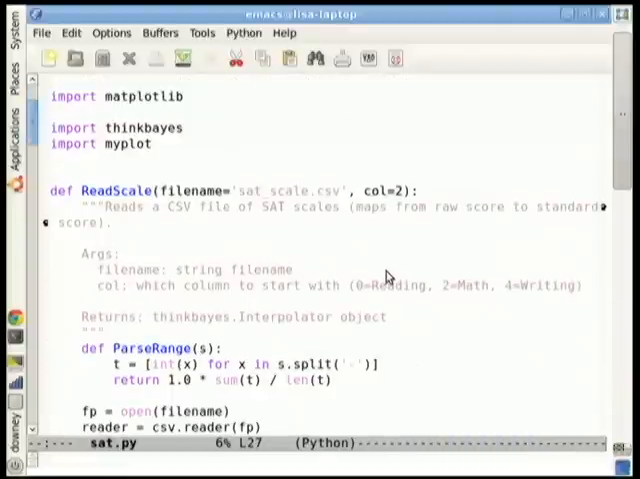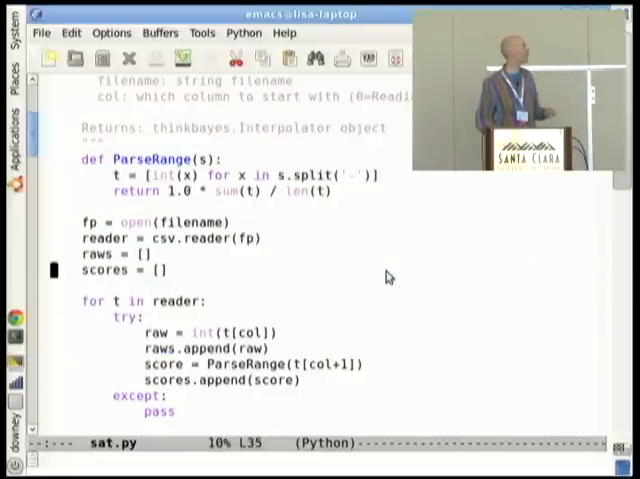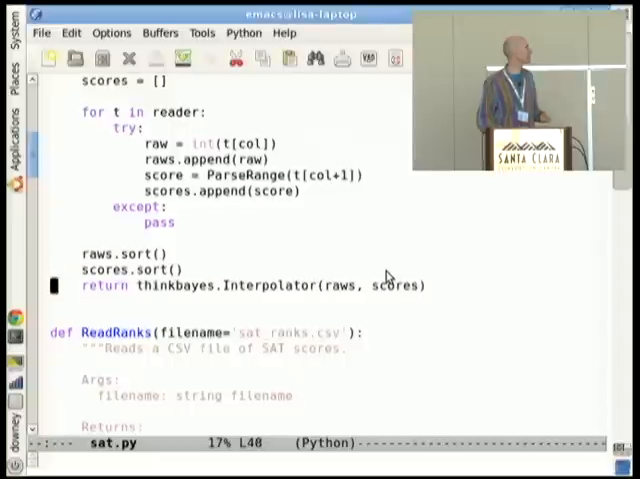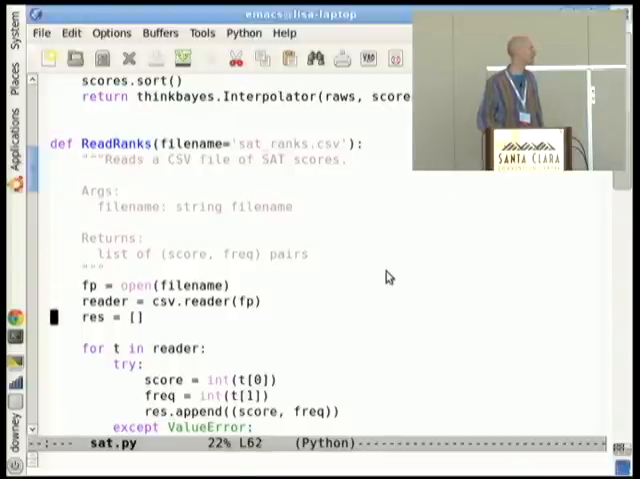Just take you on a quick tour of the code. Read scale reads a file that I got from the College Board, and this is how I do the mapping from scaled scores to raw scores. Read ranks reads another data file that contains the raw scores for the entire population of people who took the test.